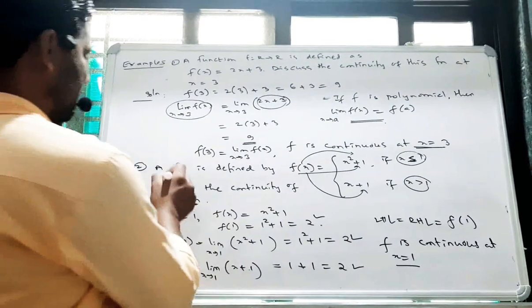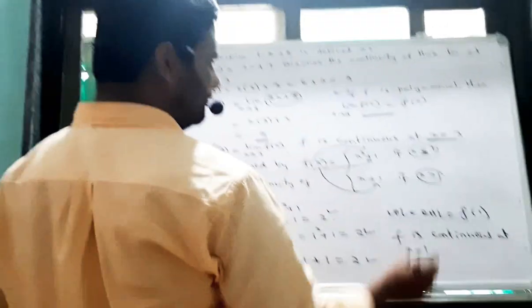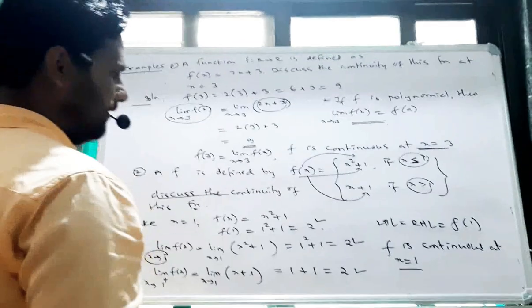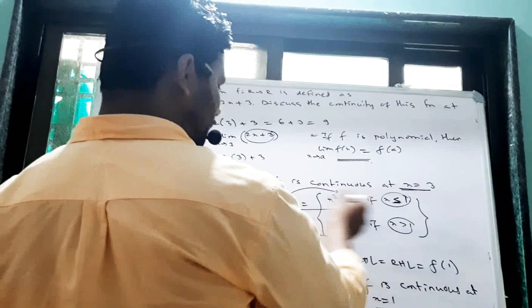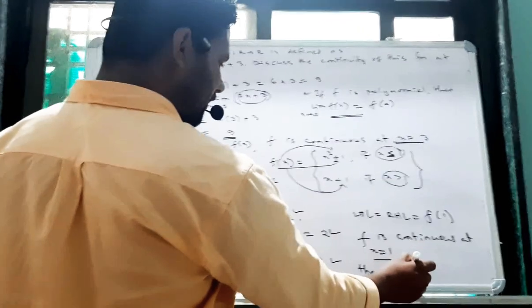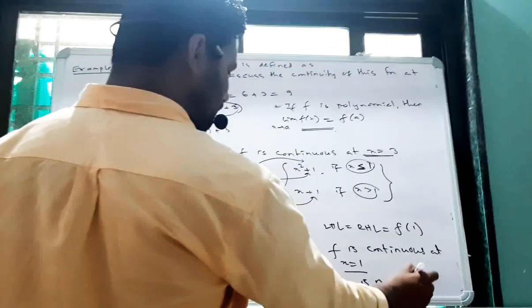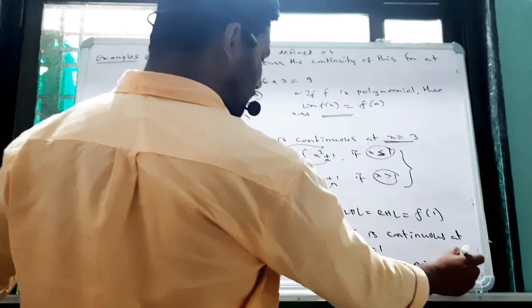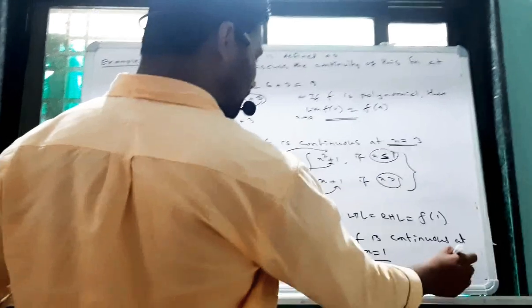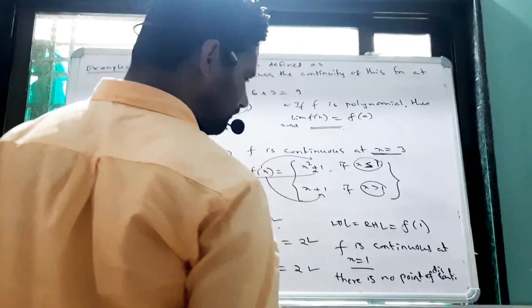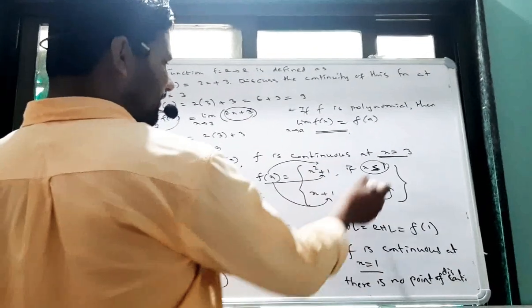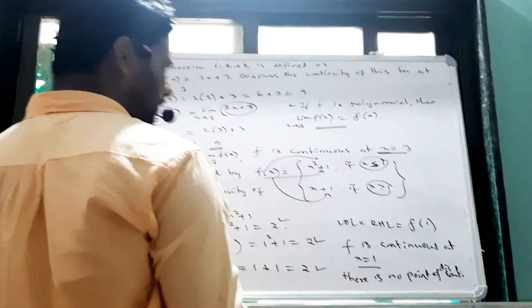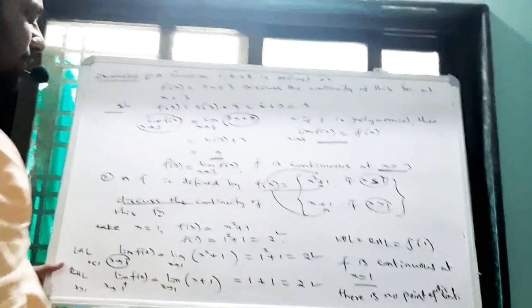Suppose we are asked to find the point of discontinuity of the same function. Here at x equal to 1, the function is continuous. Therefore, there is no point of discontinuity, because the function is continuous at x equal to 1. So there is no point of discontinuity of the function.